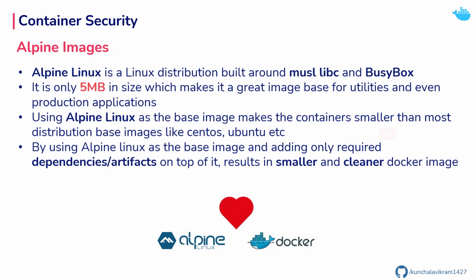Alpine Images. Alpine Linux is a very small Linux distribution built around BusyBox. It is just about 5 MB in size, which makes it a great base image for building production-ready applications. By using Alpine Linux as the base image and only adding the necessary dependencies and artifact, we will get much smaller and cleaner Docker images.